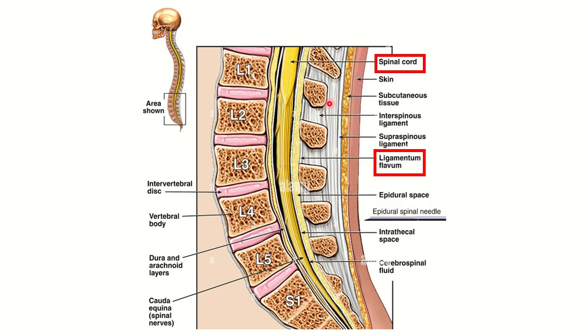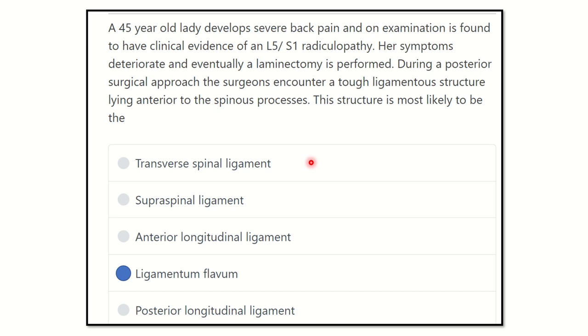So here we can see these are the spinous processes, these are the vertebral bodies, and anterior to the spinous process there is a ligament, and this ligament is the ligamentum flava. So anterior to the spinous process, the ligament is the ligamentum flava. Posterior to the spinous process is the supraspinous ligament, and between the two spinous processes there is another ligament, the interspinous ligament. So our answer is now ready.